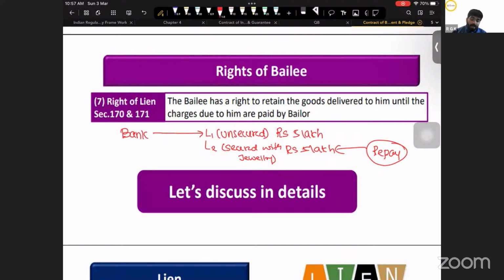Now, can the bank retain this jewelry towards loan 1? Since you have not repaid loan 1, can the banker say, I will not give the jewelry until you repay the loan 1? Till you repay your loan 1, I will not return your jewelry. Can the banker say this?